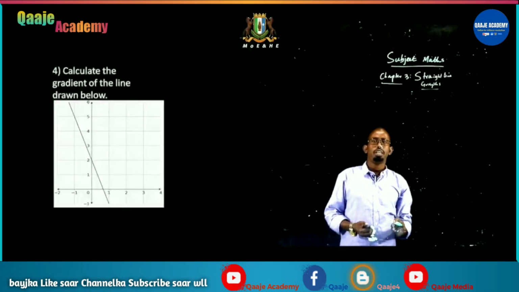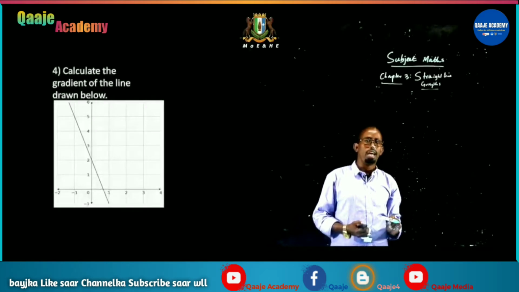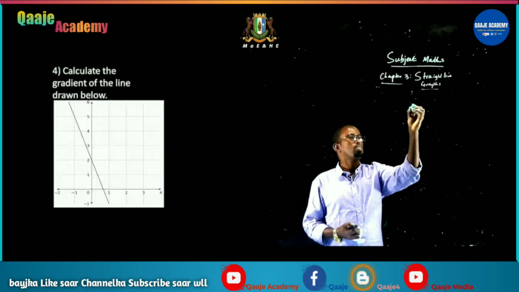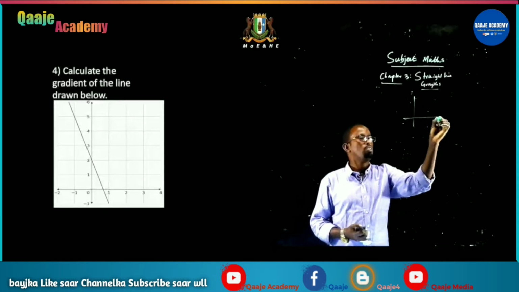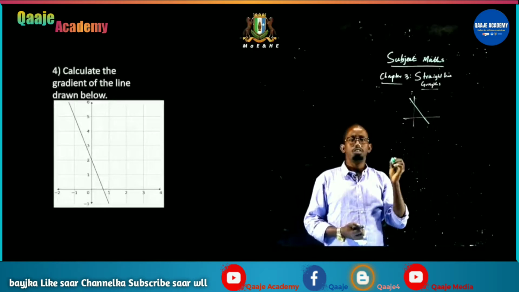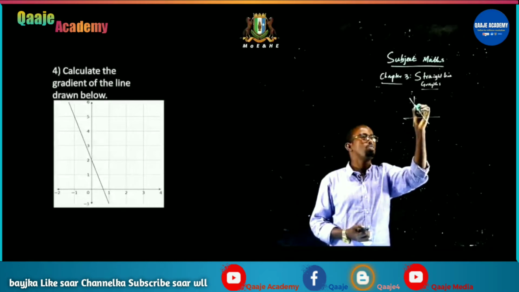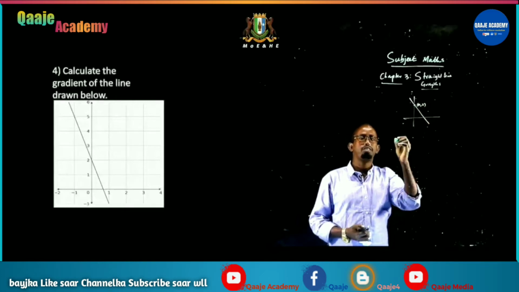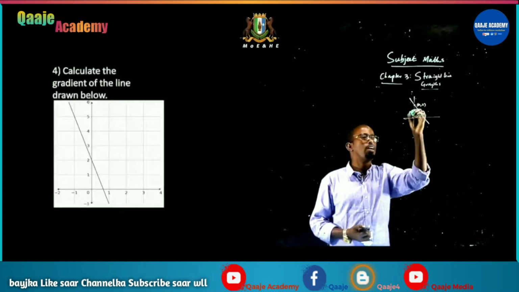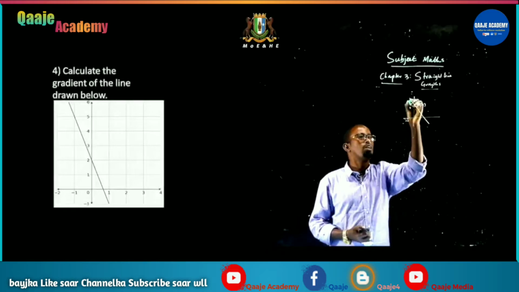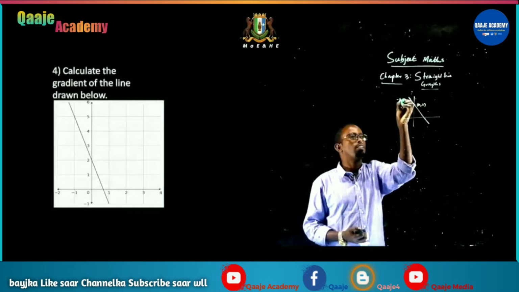The next one, calculate the gradient of the line drawn below. So for the line drawn below, we have that particular point as (0, 2), and we have (-1, 5), I hope so. Negative 1, something there, that's (-1, 5).